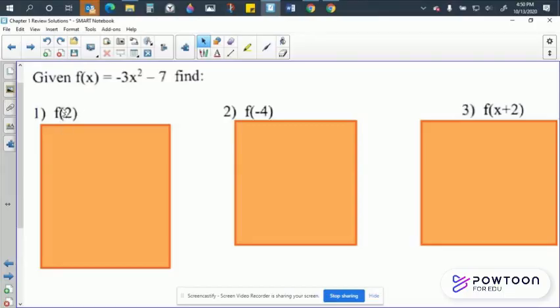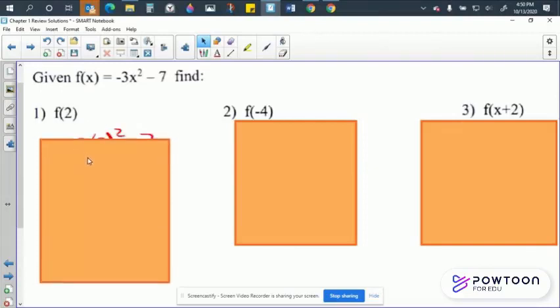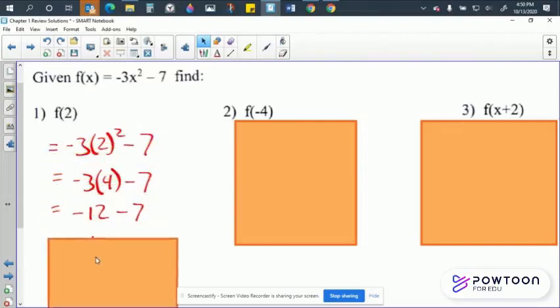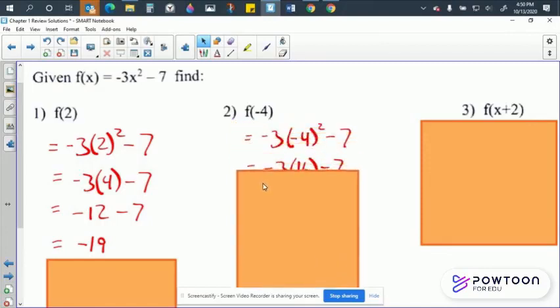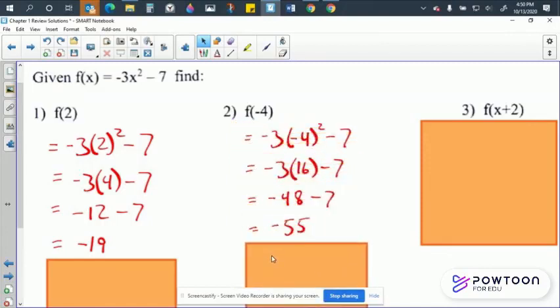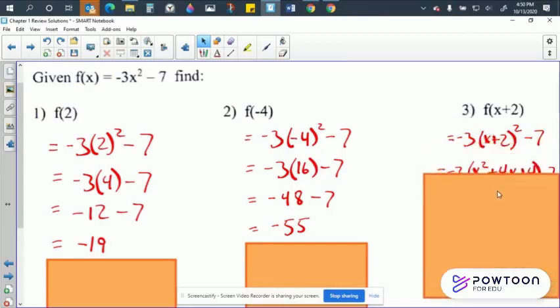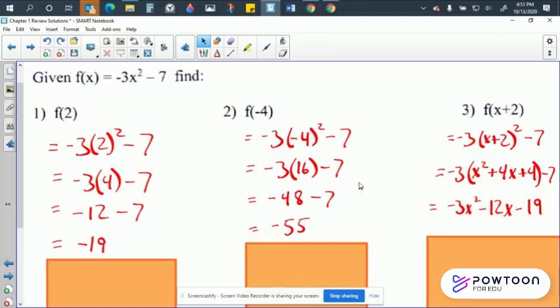To find f at 2, we put 2 in for the x, and we get -19. To find f at -4, plug -4 in for your x, and we get -55. And when we use x plus 2 in for x, we have to FOIL when we square x plus 2. Do not forget your outside inside to get the 4x. And we're left with 3x squared minus 12x minus 19.